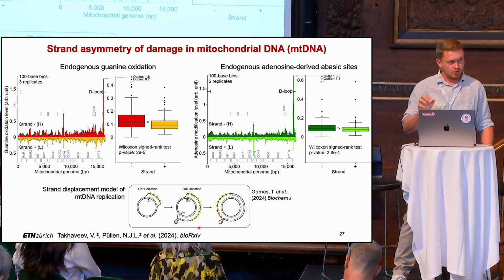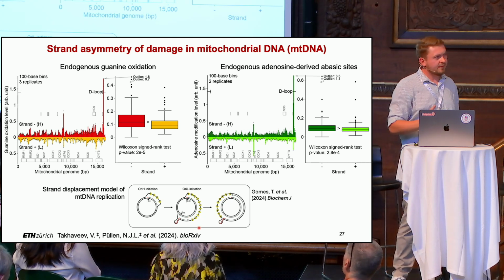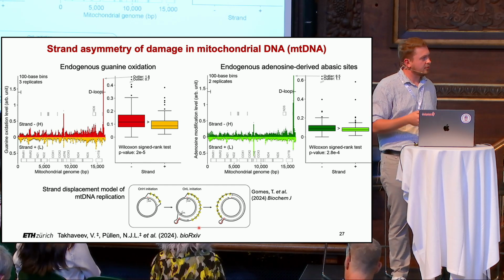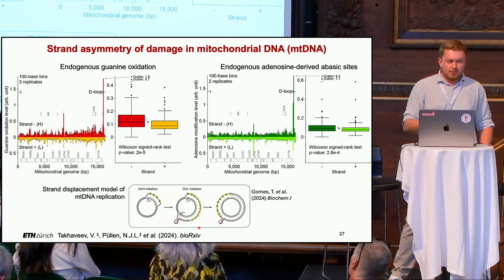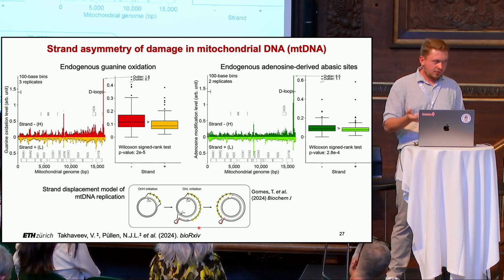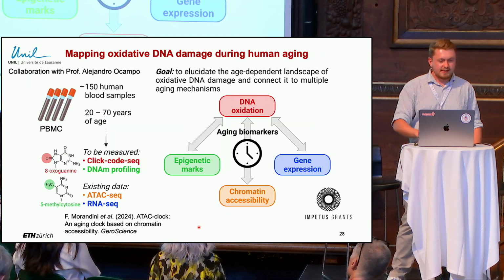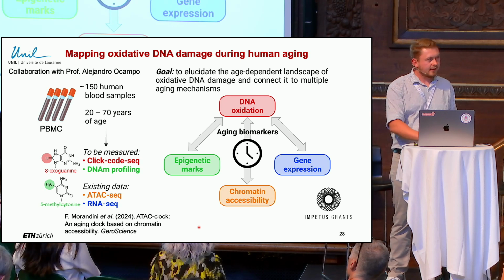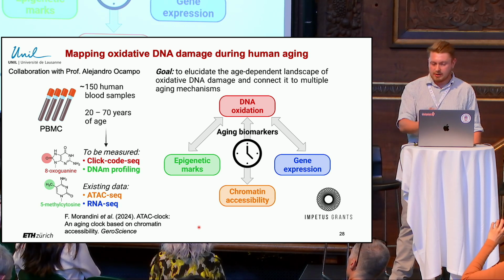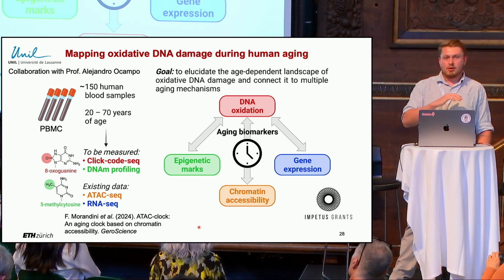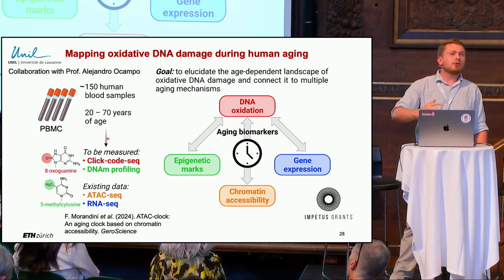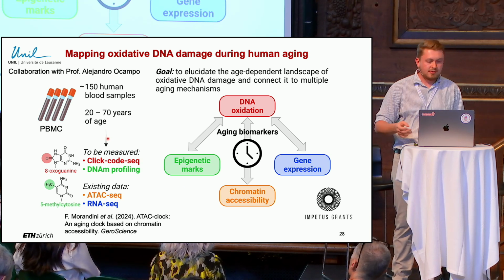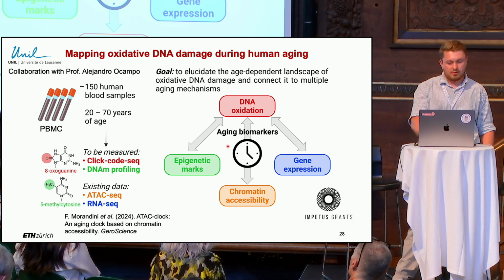So I have shown to you that the DNA modifications that we map with ClickCode-seq correlate with functional genomic features in the genome. Therefore, what we map is likely not noise. And motivated by this, we embarked on profiling DNA oxidation, guanine oxidation, genome-wide in human aging using human blood, with the ultimate goal of discovering a novel DNA damage-based biomarker of aging.